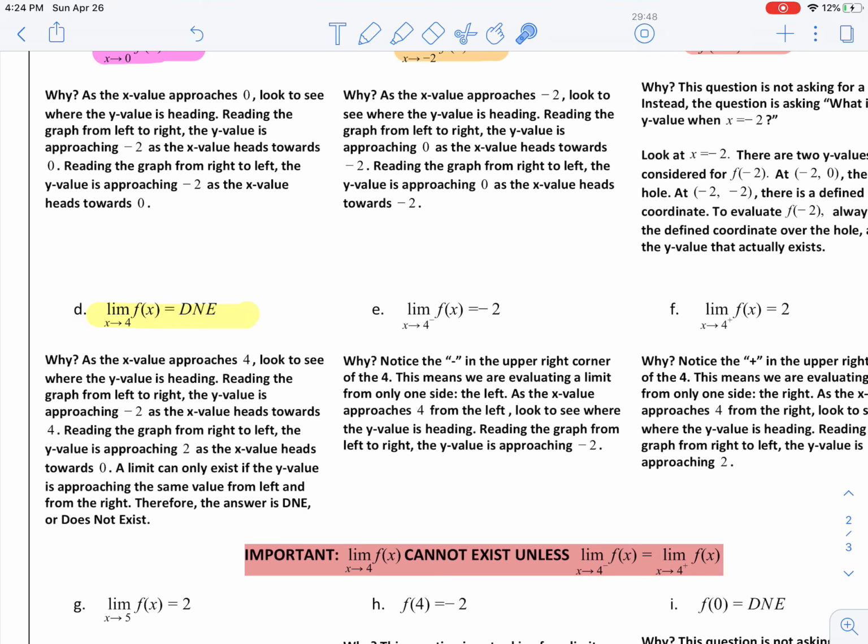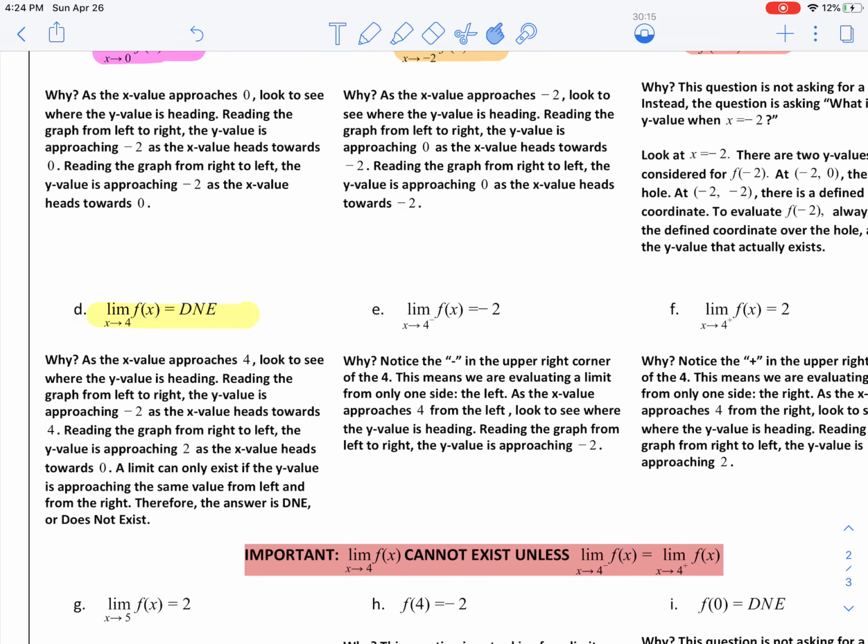Okay, we're going to actually focus on this rule right down here. This rule says that the limit as x approaches 4 of f of x cannot exist if the limit as x approaches 4 from the left does not equal the limit as x approaches 4 from the right of f of x. Okay, the only way that this exists is if this holds true.